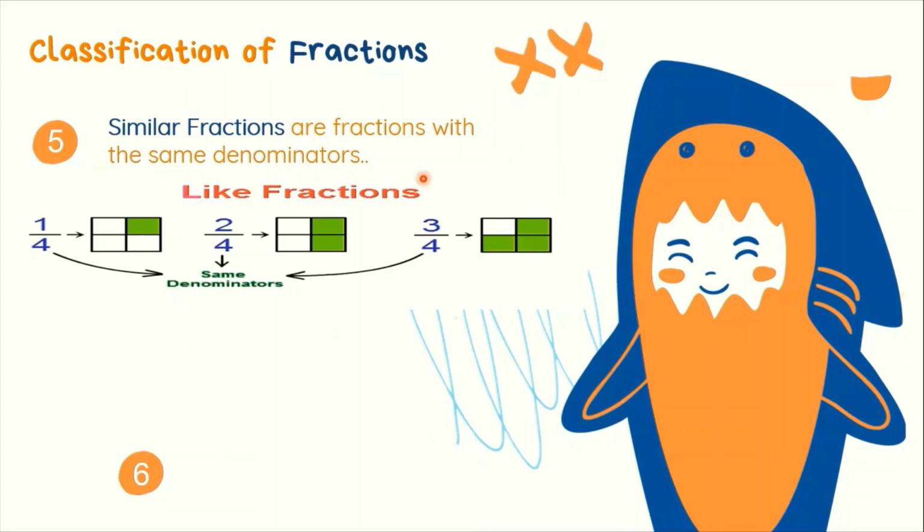Iba-iba man ang numerators na binigay in each fraction. We have 1, 2, and 3. So long as yung kanyang denominators, yung mga numbers na nasa baba, ay pareho, these are called similar fractions.